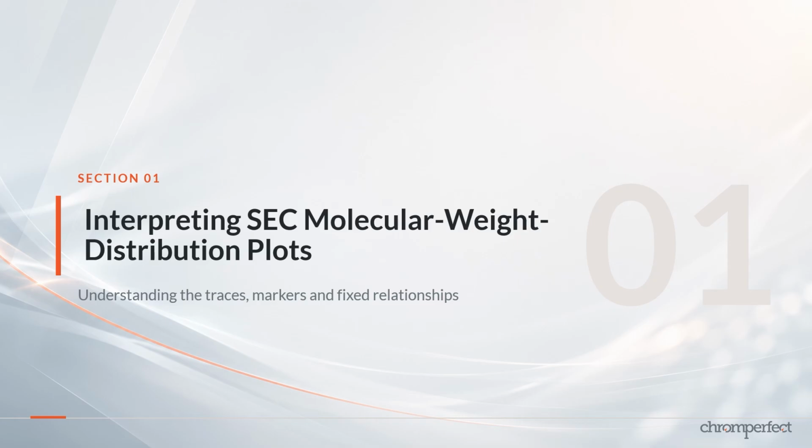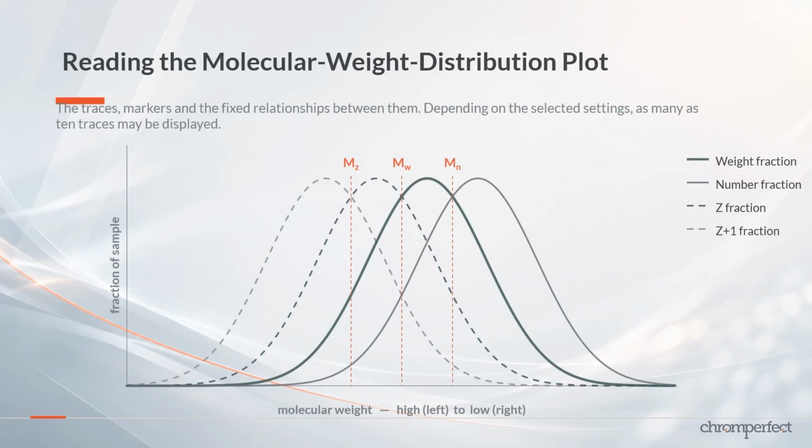Interpreting SEC molecular weight distribution plots. A Chromperfect SEC molecular weight distribution plot can display a large amount of information. Depending upon the selected settings, as many as 10 traces may be shown. This complexity can make the plot appear difficult to interpret. However, several fixed relationships exist among the traces, their peak positions, and the molecular weight markers. Understanding those relationships makes the complete plot much easier to read.